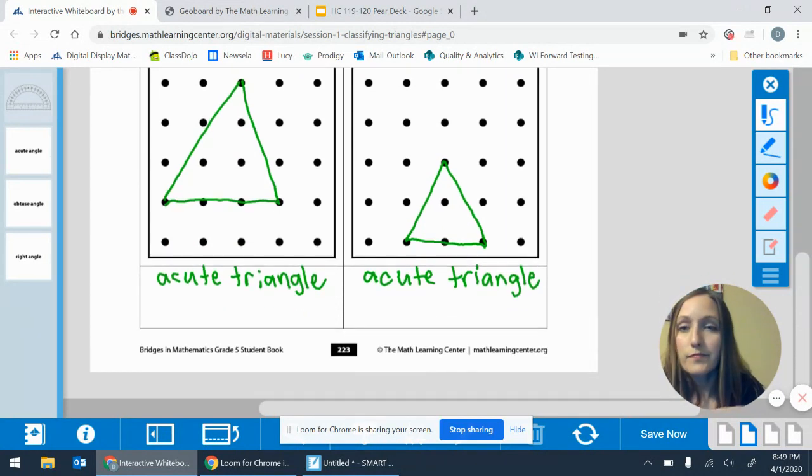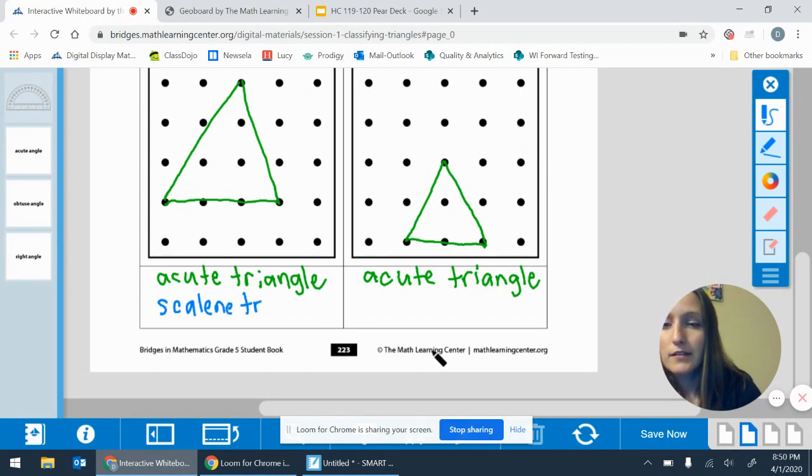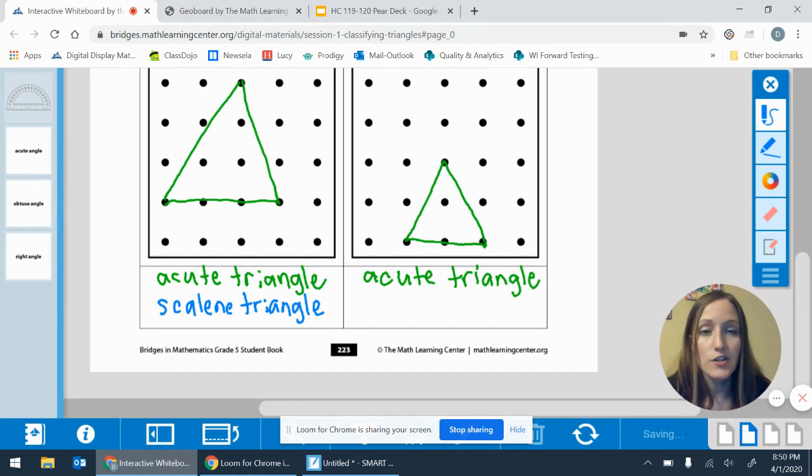All right, on to our next two. The next one, we had first side length. Now these look kind of similar, but I can see that this side comes here and the other side goes all the way over there. So I know that that's a longer length, and this one aren't the same. So that means they're all different lengths, which is our scalene triangle. And for our fourth triangle on our geo boards today, we take a look and all three of those sides are pretty darn close. That's our equilateral triangle.